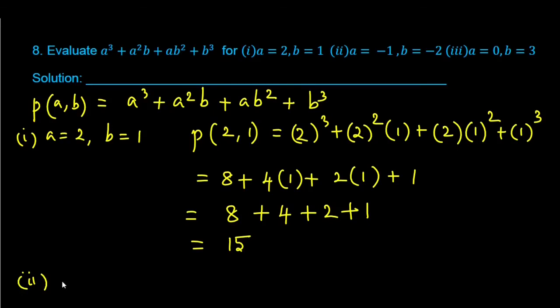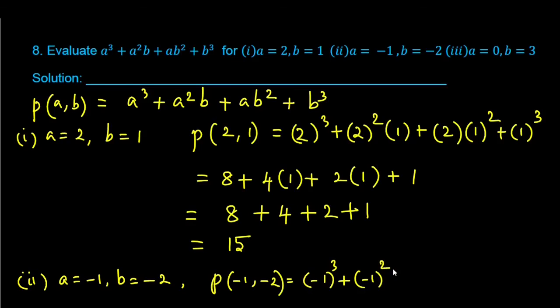Second one, a is equal to minus 1, b is equal to minus 2. Then p of minus 1 comma minus 2. This is here a cube. So minus 1 whole cubed plus minus 1 whole square into minus 2 plus ab square means minus 1 into minus 2 whole square plus b cubed means minus 2 whole cube.